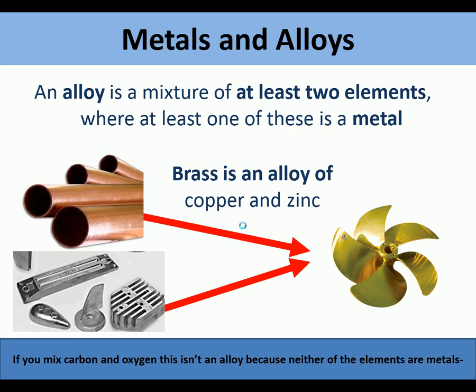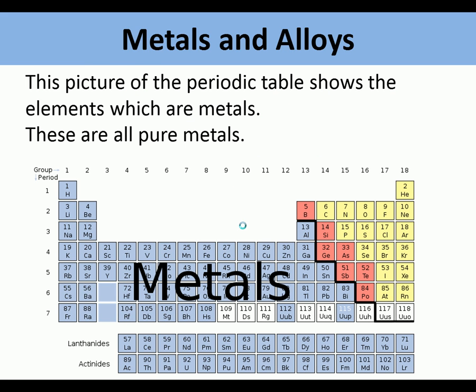An alloy, metals and alloys. An alloy is a mixture of two elements where at least one of these is a metal. So for example, brass is an alloy of copper and zinc. Obviously, to be an alloy, one of the elements has to be a metal.